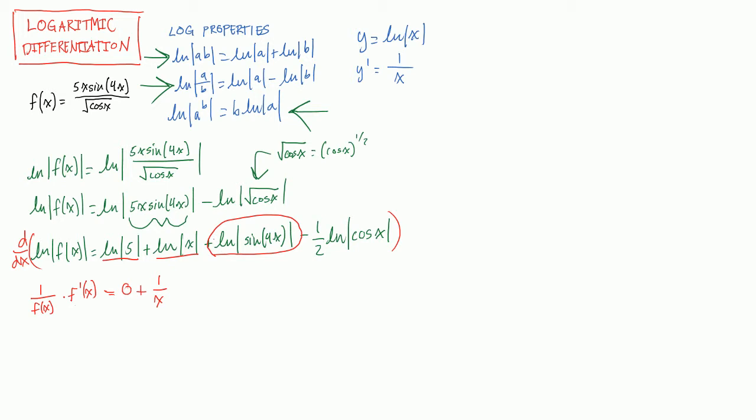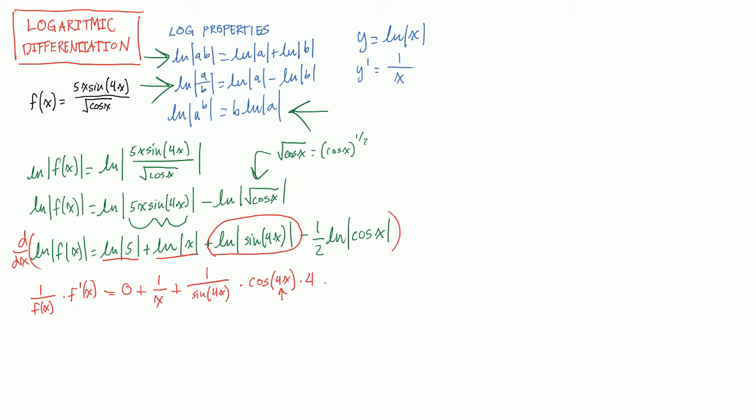This is a compound function, so we start with the derivative of the outside, 1 over sine 4x, and then we multiply by the derivative of the inside. But the derivative of the inside is also tricky, because it's also a compound function with a 4x in there, so we've got to multiply by the derivative of that inside, which is just 4.